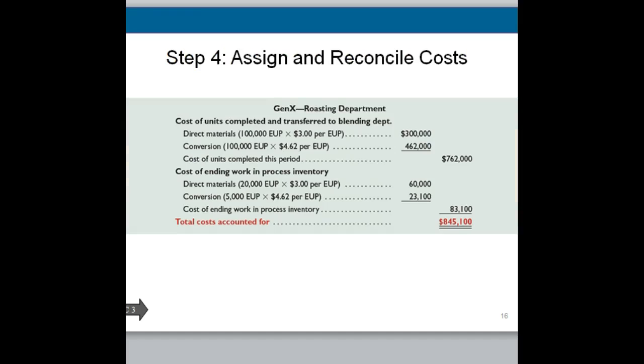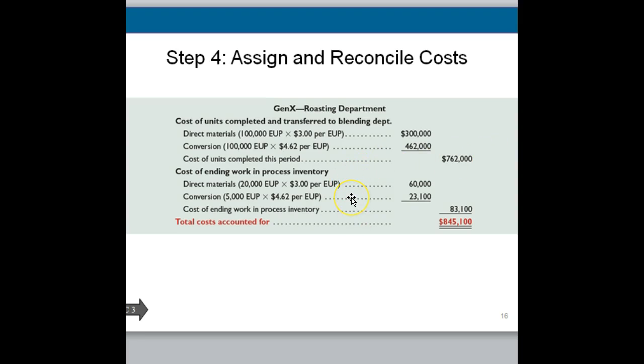Now let's see how true that is. Now we're going to reconcile, right? So what do we have? Again, I put it together, I tore it apart, now I'm putting it back together. Direct materials, I'm going to take 100,000, what I transferred, times $3 is 300,000. 100,000, what I transferred, times 4.62 is 462,000. I transferred out, cost of goods manufactured, was 762,000.